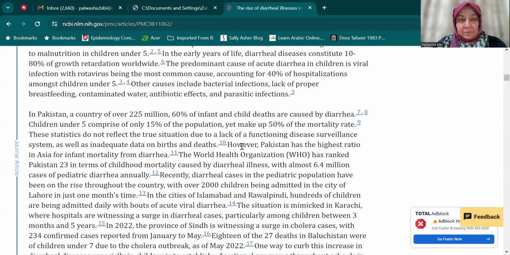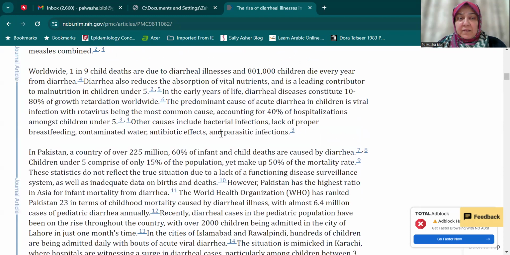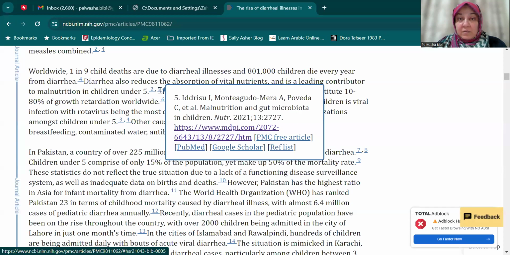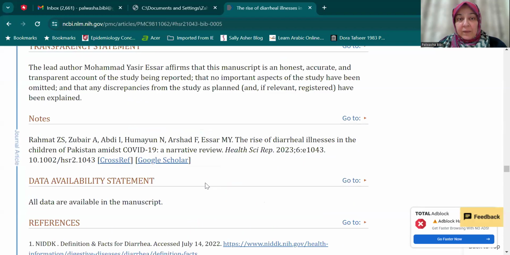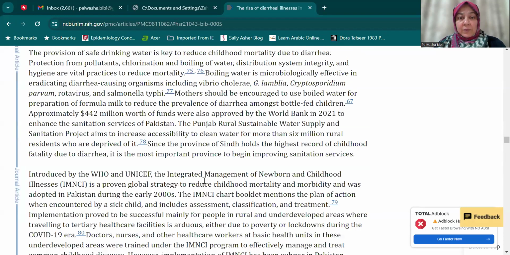Now the good thing about PubMed Central is, see, I did it, so I'll show it to you. It will take you to the reference. See, where it says PMC free article, you can actually open that article. You have full text. So you can actually open that article and read it yourself. Okay. Let me just go back to the introduction.